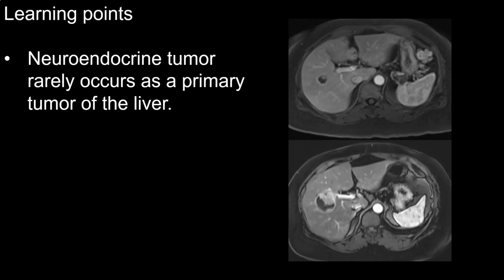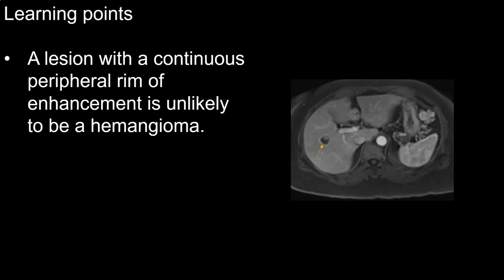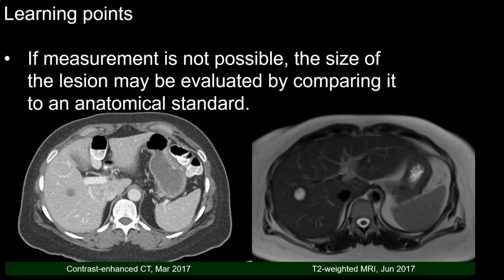Neuroendocrine tumor of the liver is a rare primary tumor, and the features of it are mixed solid and cystic central parts of the lesion and peripheral rim of enhancement. A lesion with a continuous peripheral rim of enhancement is unlikely to be a hemangioma.